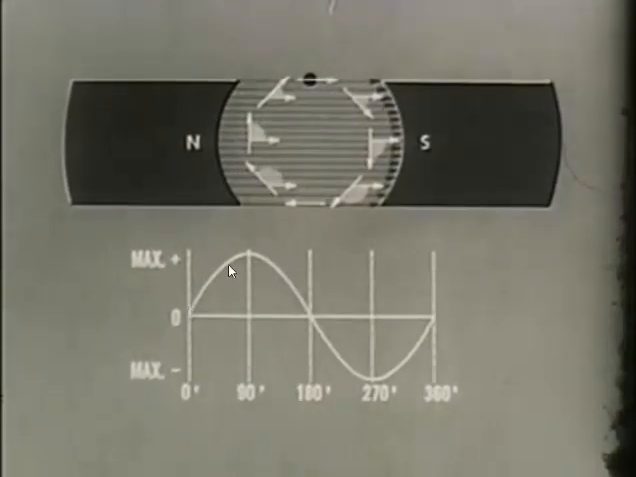Akhirnya grafiknya seperti ini, seperti grafik sinus ya. Paling tinggi adalah 90 derajat sama 270 derajat. Di sini 0 derajat. Ketika di sini 0 derajat, 0 EMF ya. Tidak ada listrik yang dibangkitkan. Oke.